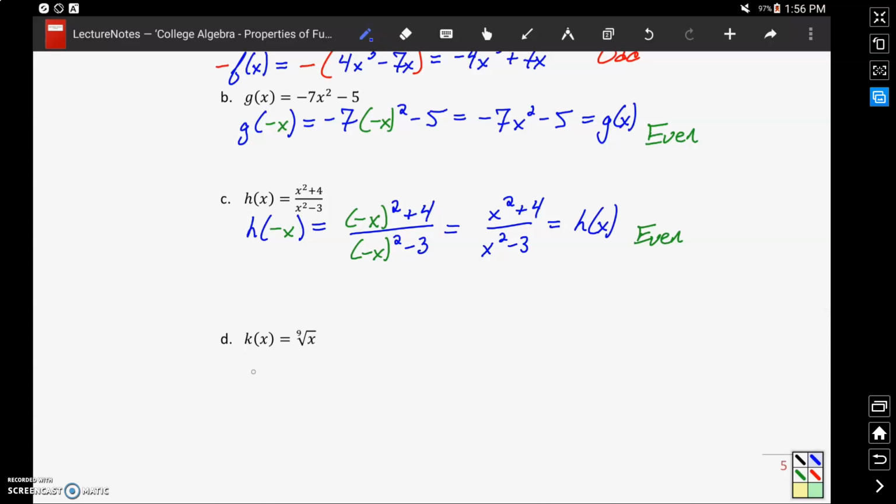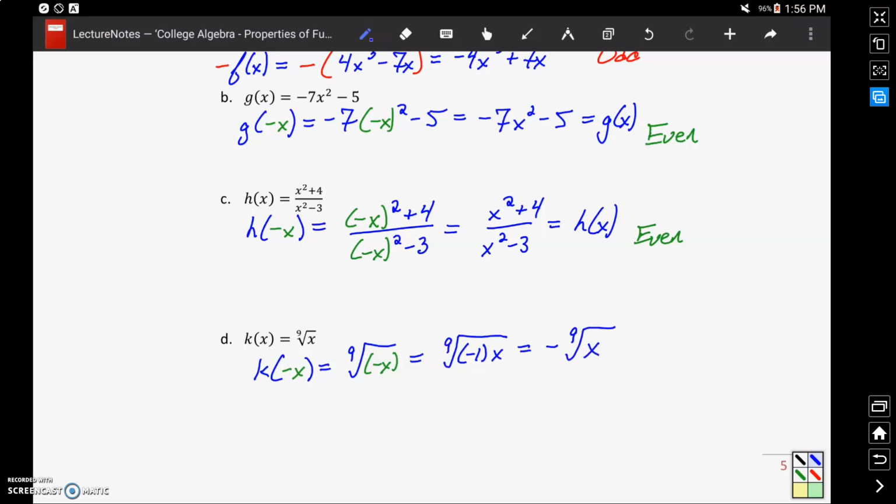We'll look at one more, where again what we'll do is substitute in opposite of x, which will give us the 9th root of the opposite of x, which we could rewrite as the 9th root of negative 1 times x. The 9th root of negative 1 would just be negative 1, so we can pull that negative out in front to get the opposite of the 9th root of x.